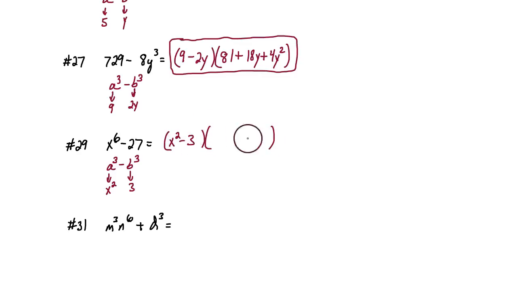Now let's build the trinomial. X squared squared is x to the 4th. Change the sign to plus. Take the product of the two things, 3x squared. Then a plus, and then square the 3. That makes 9.